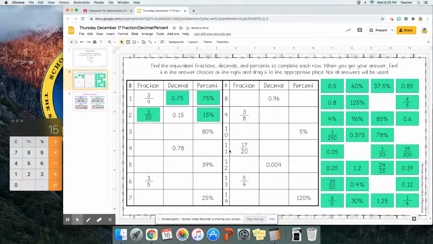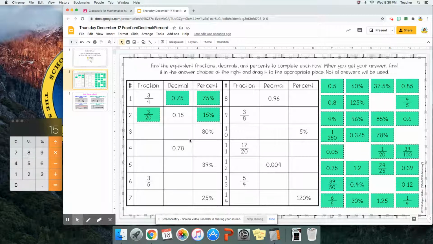You could always take the route of doing the fractions last as well. Once you know all of your decimals and percents, you could then divide the numerator by denominator on all of the fractions to see where they match up. Either strategy is okay for this assignment.